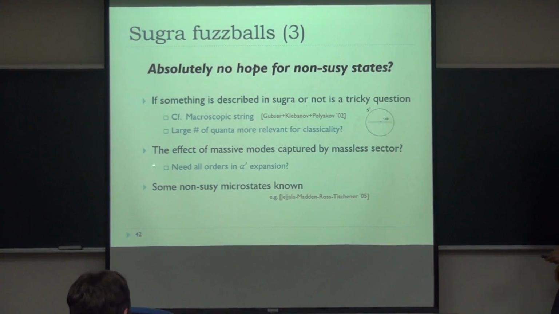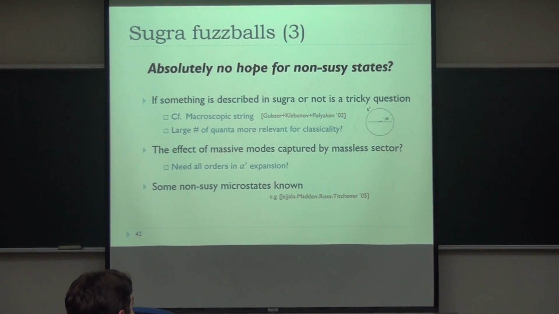At least if you include all orders in the alpha prime expansion, then it seems to me that the structure of the Hilbert space of the massive sector must be somehow captured by the massless sector. I don't know if this is going to be captured in any sense by perturbative expansion, but anyway, this is also some thought that may say that actually there's some hope for non-supersymmetric states.